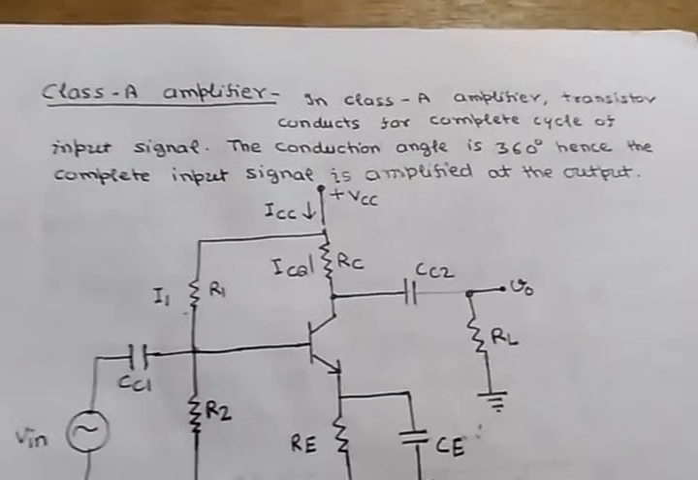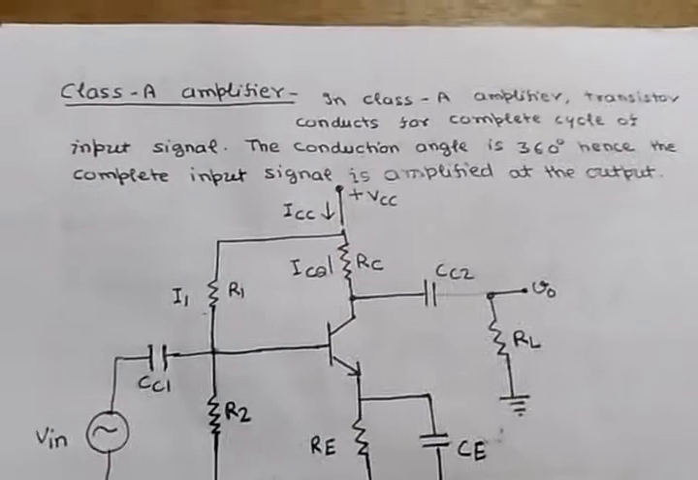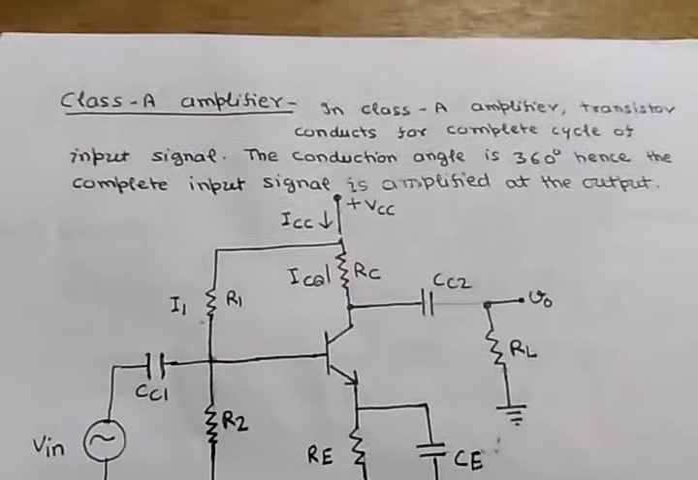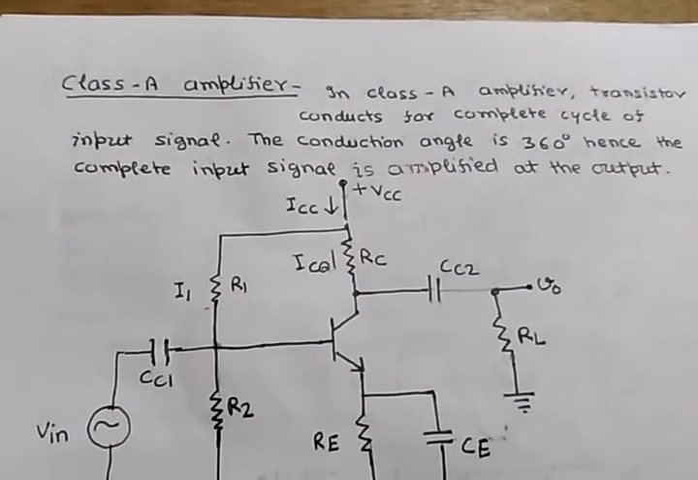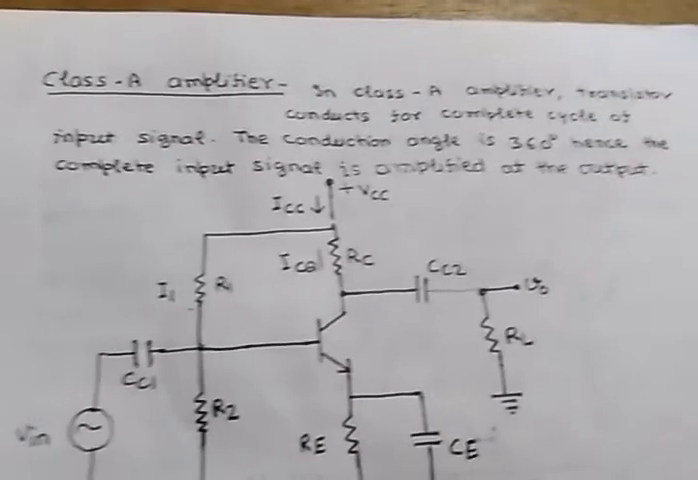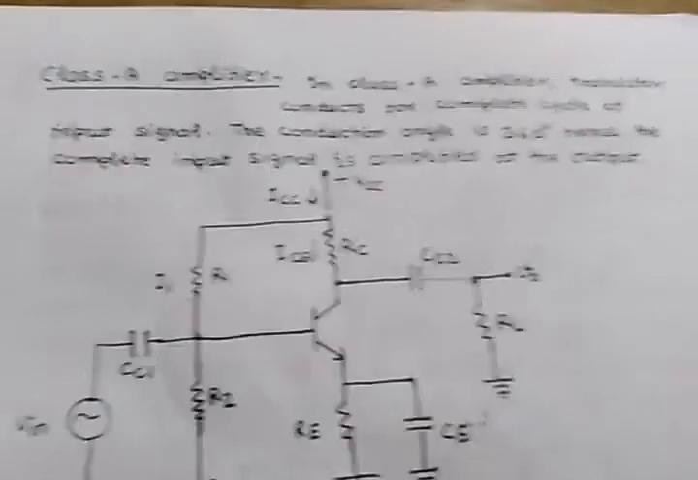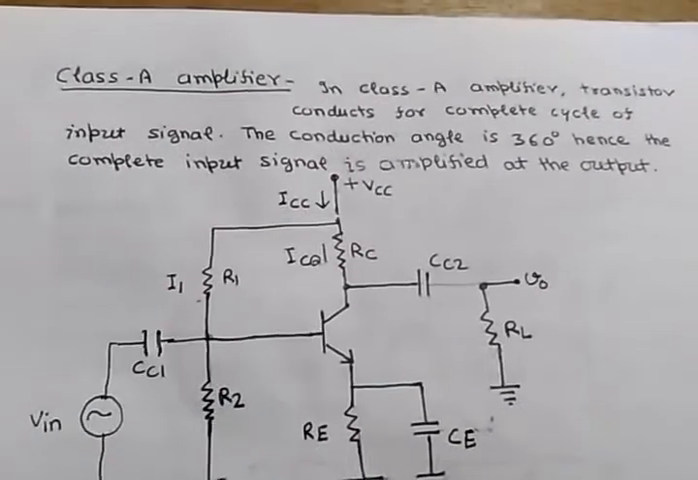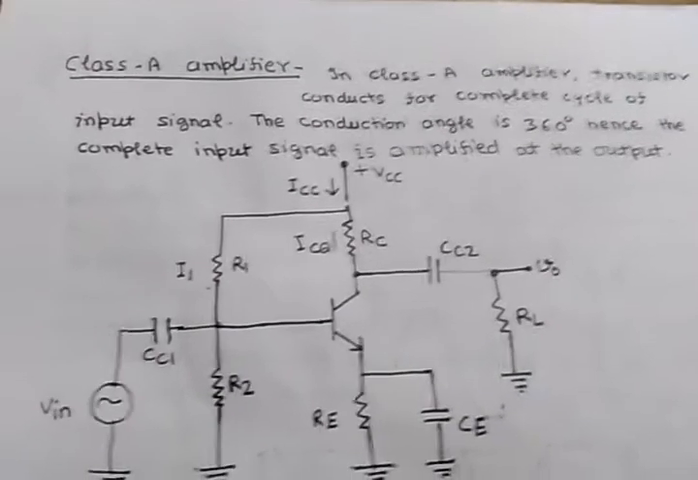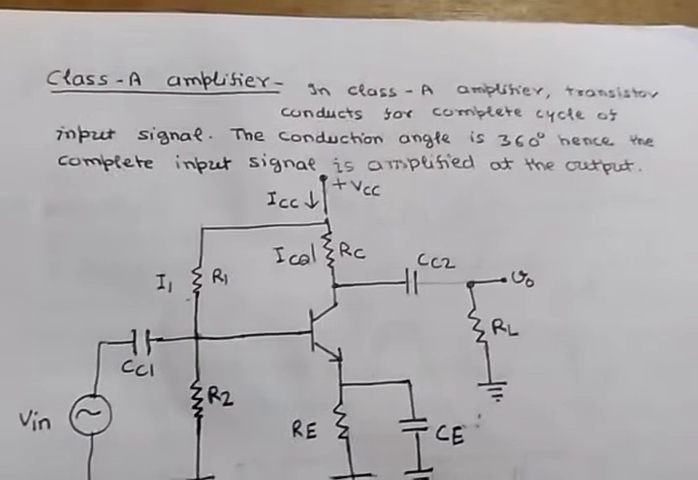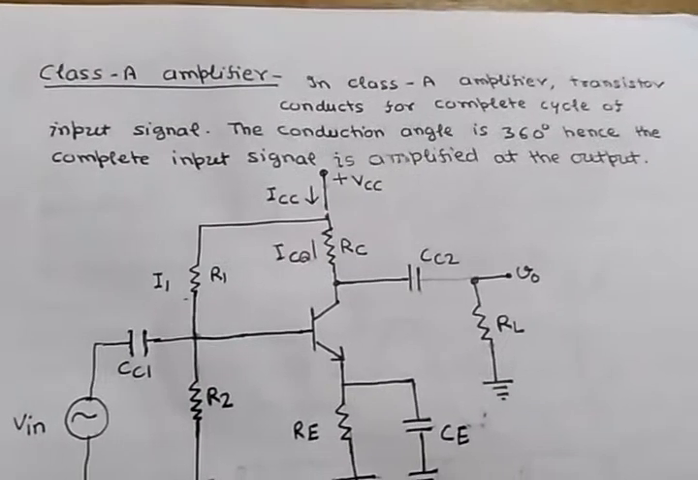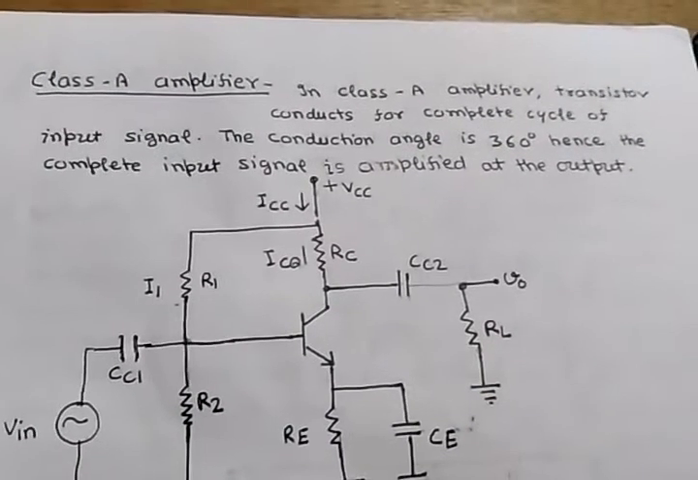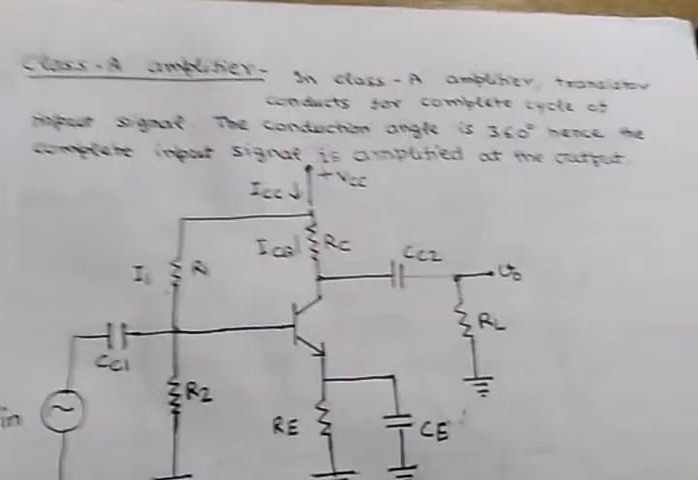In Class A amplifier, the transistor conducts for the complete cycle of the input signal. So we can amplify the complete cycle of the input signal at the desired power level. In Class A amplifier, conduction angle is 360 degrees. We can amplify the positive cycle as well as the negative cycle.